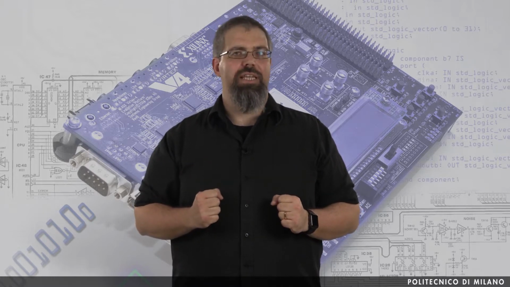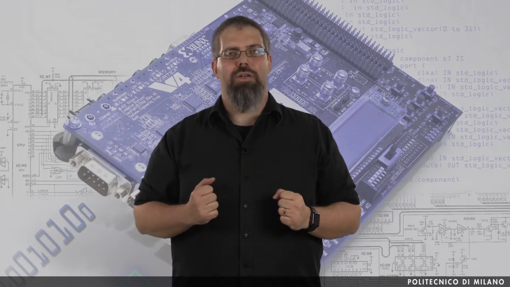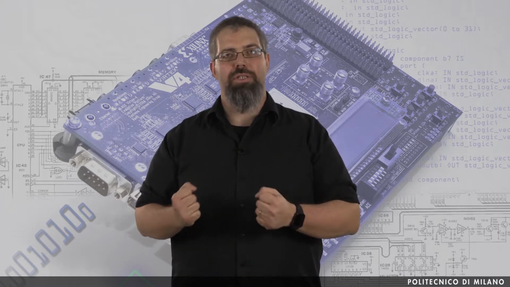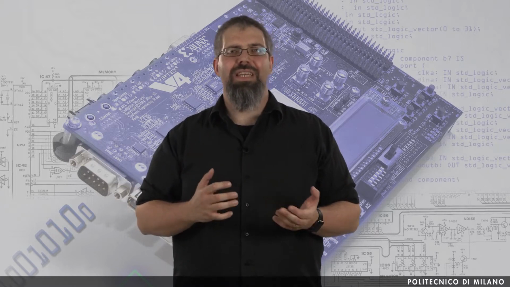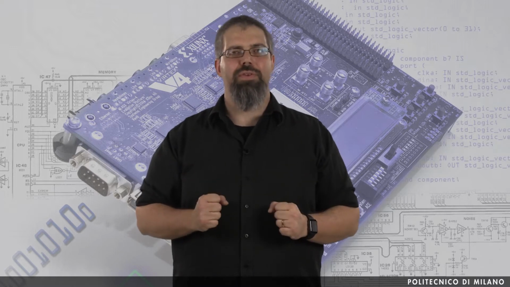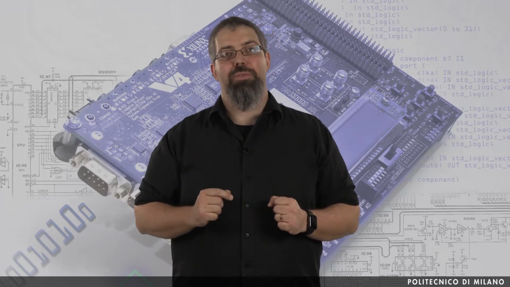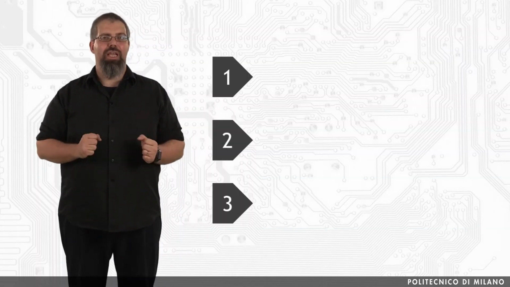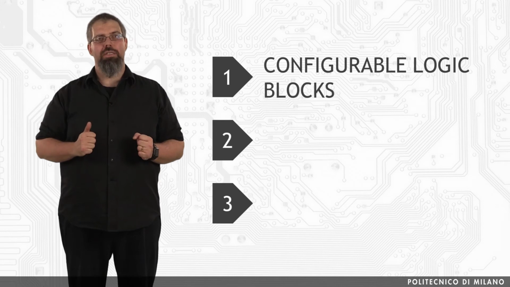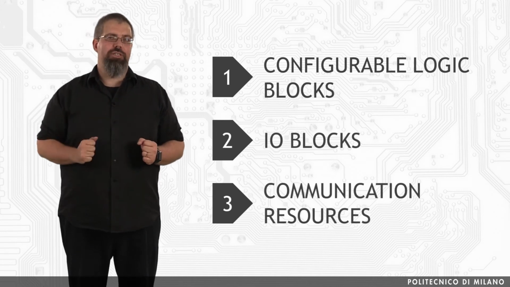We know that there are several companies producing FPGAs, but the devices we are going to focus the majority of our examples on throughout this course are the ones manufactured by Xilinx. Within this context, the following architectural details, even if they can be generally applied to other different devices, apply to the chips produced by Xilinx. The three main building blocks of an FPGA are configurable logic blocks, I/O blocks, and communication resources.